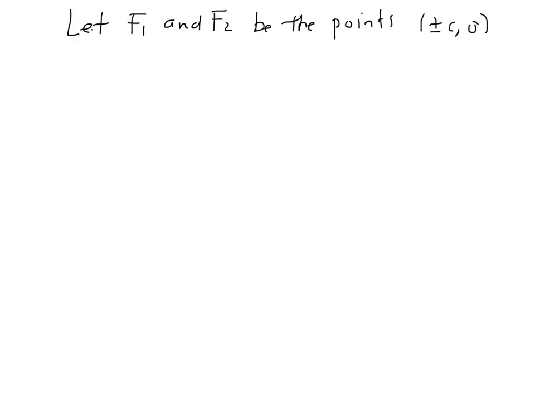Now that we have the definition of an ellipse from a geometric point of view, let's see that this is the same definition as what you're used to from the Cartesian xy plane. So let's let F1 and F2 be the points that are the foci, and we'll set these to be plus or minus c, 0 in the xy plane. We'll let the sum of the distances that any point on the ellipse is from these two foci be 2a, and we'll let P, with coordinates x comma y, be some point on the ellipse.